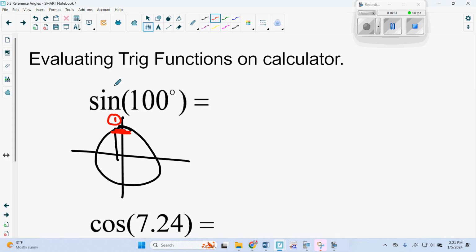All right, you are now able to do the homework 5.3, reference angles.